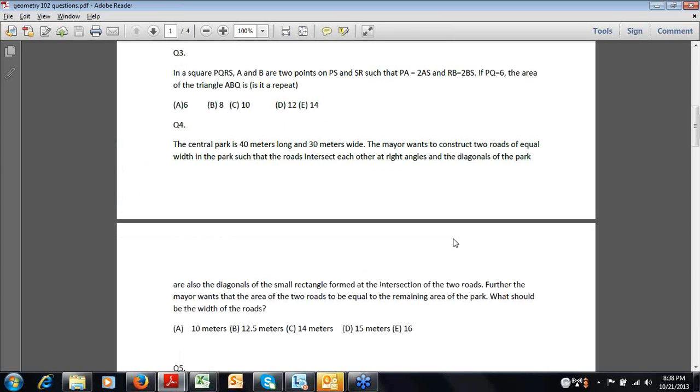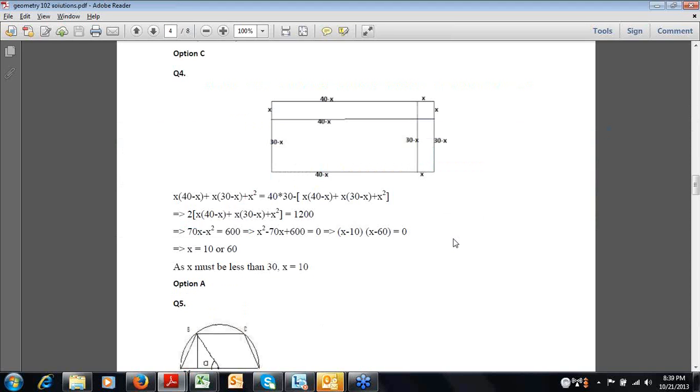Further, the mayor wants the area of two roads to be equal to the remaining area of the park. What should be the width of the road? So this is how the figure will look like. X is the width of the road. So now what he's asking is the area of this path should be equal to the area of this.